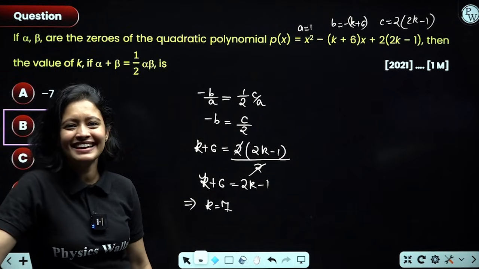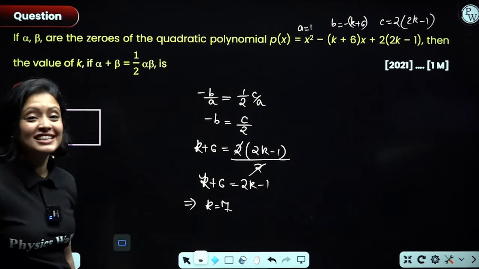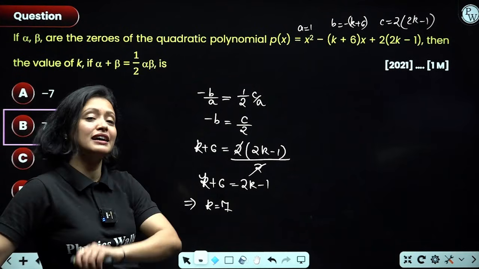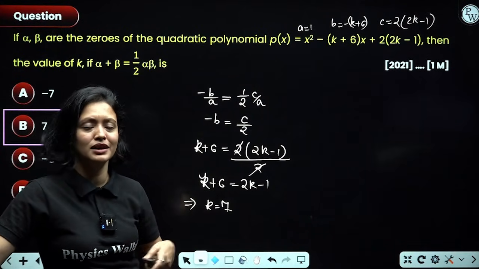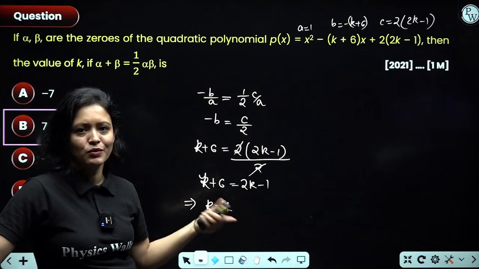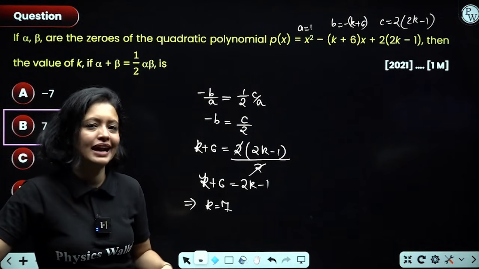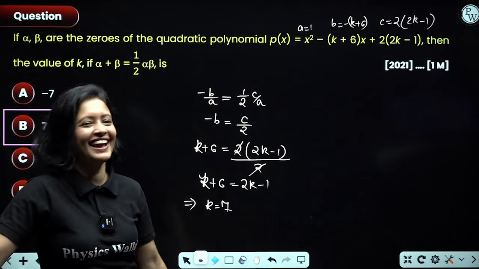Easy, easy, lemon squeezy, right? I can see all of you getting the entire 4 or 6 marks, whatever marks come from the Polynomials chapter in the exam. I see you getting the entire marks, okay?